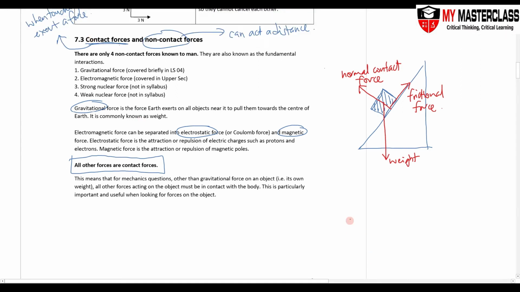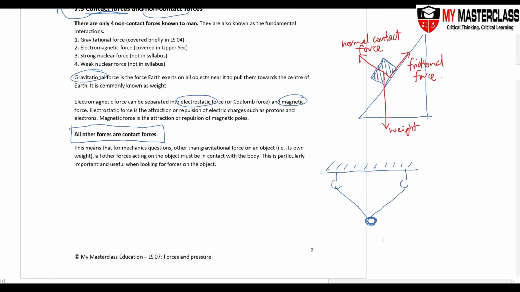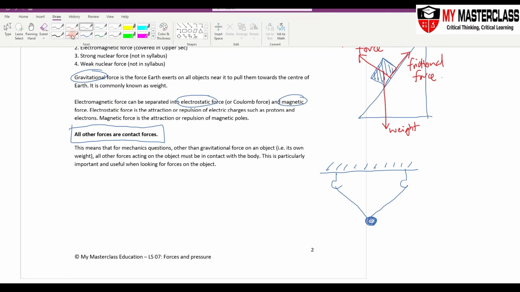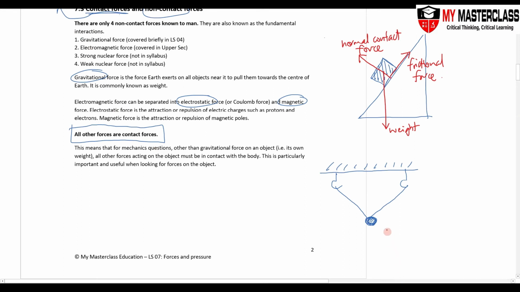Let's say that I have a ceiling. I have a hook, two of them in fact, and then I have a string, and I hang a ball. Now the question is, my ball is my focus. I want to draw all the forces on the ball.